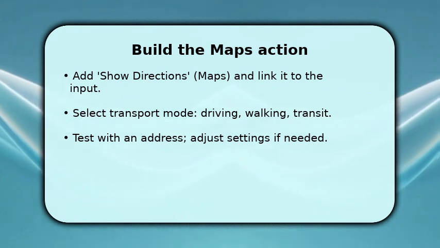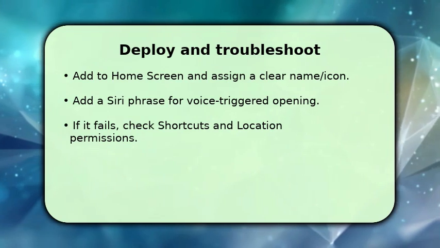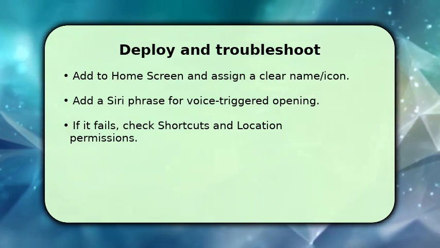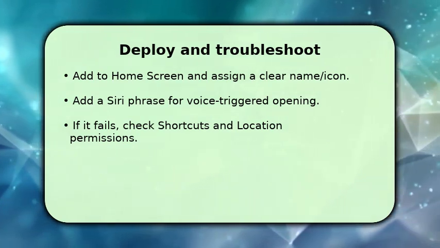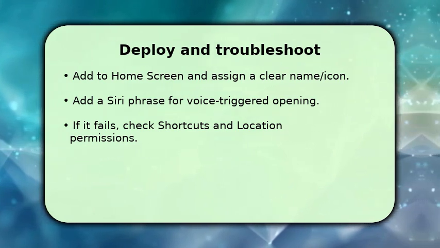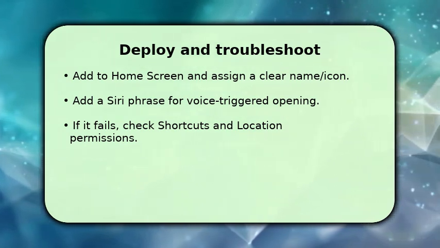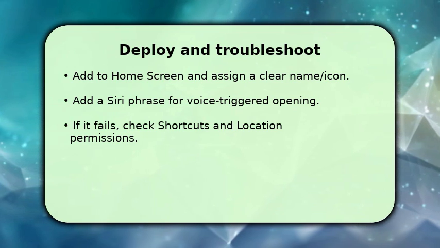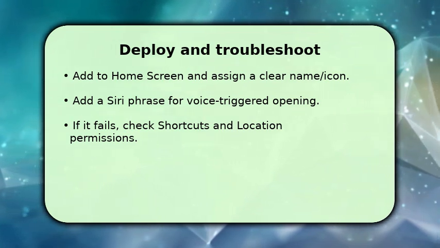Finish by saving and deploying the shortcut so it becomes your quick default method. Tap the three dots, choose Add to Home Screen for a one-tap opener, and add a Siri phrase so you can say the command instead of tapping. Use it in place of other map links when you want Apple Maps.